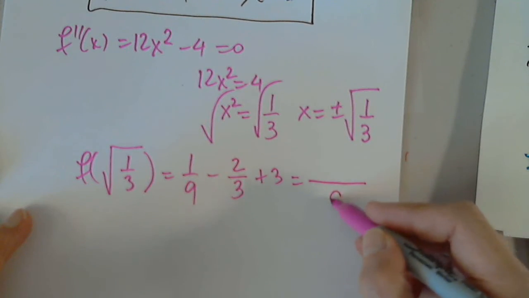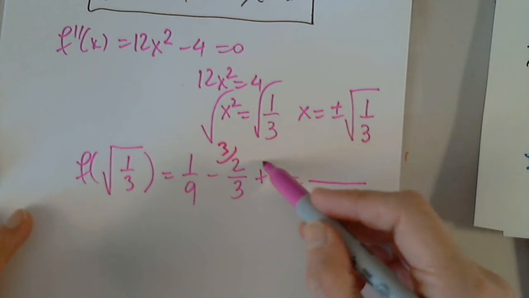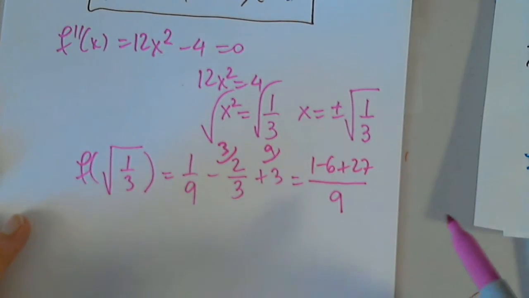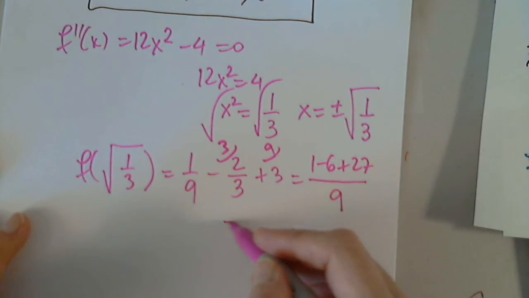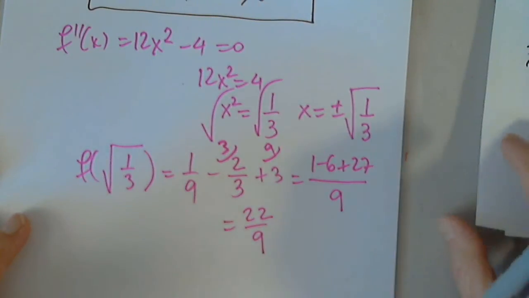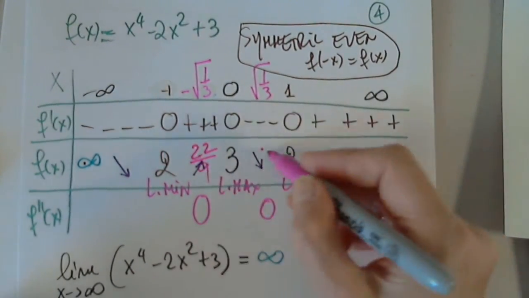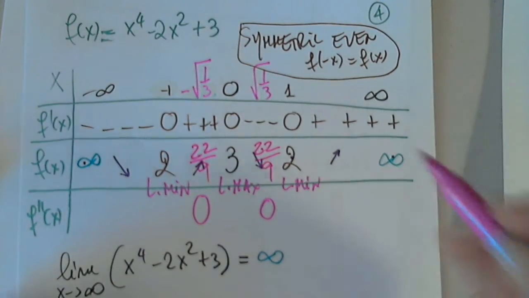The least common denominator is 9. This needs a 3 and this needs a 9. So 1 minus 6 and plus 27. 28 minus 6 is 22/9. 22/9.